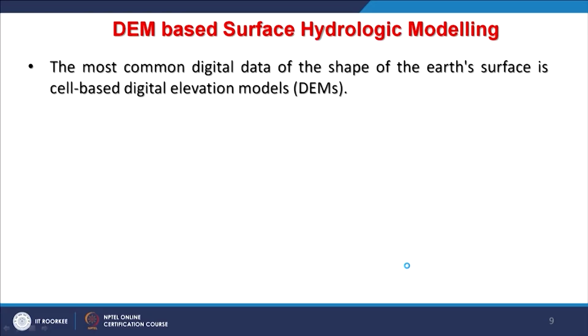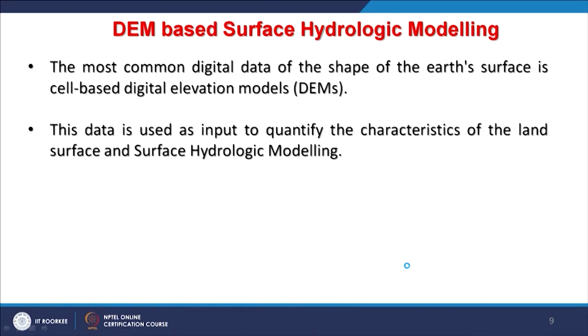Now, as you know, the most common input is going to be a digital elevation model, and we have already developed the understanding of it. This data is used as input to quantify the characteristics of the land surface and how water will flow, and that can be modeled through surface hydrologic modeling.